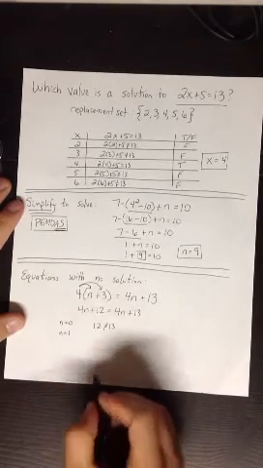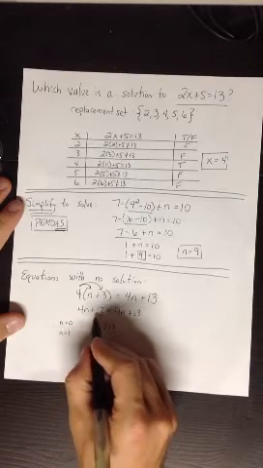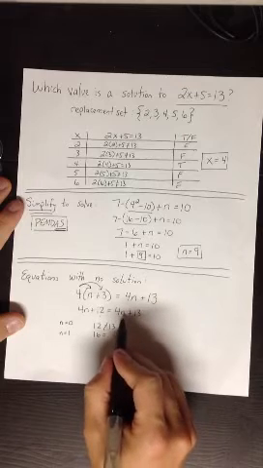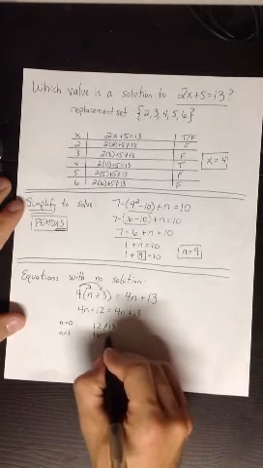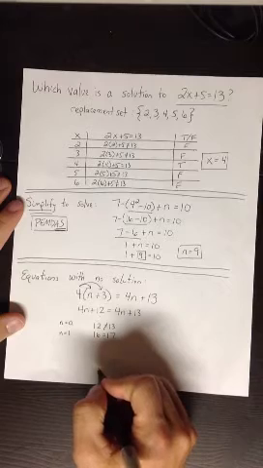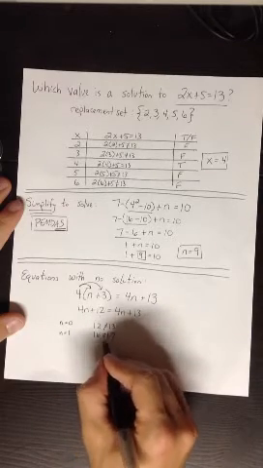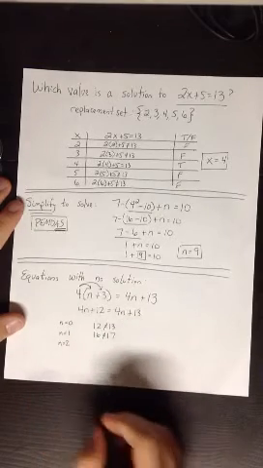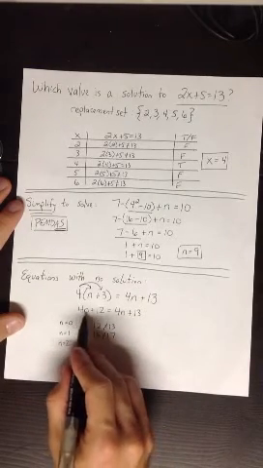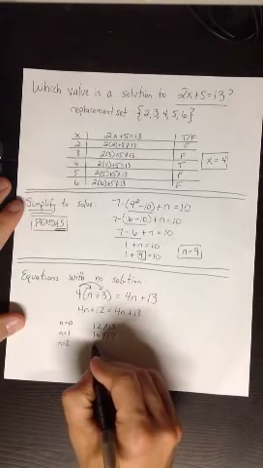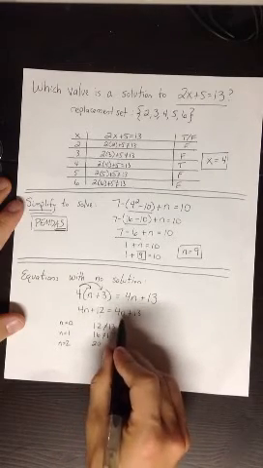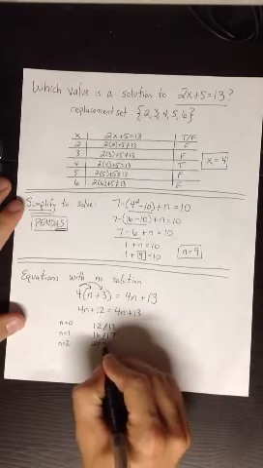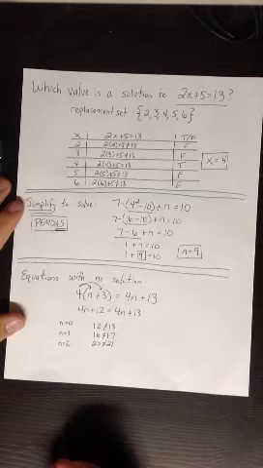Let's try 1. 4 times 1 is 4, plus 12, that would be 16 on the left side of the equation. 4 times 1 is 4, plus 13, that would be 17 on the right side of the equation. And 16 is definitely not equal to 17, so 1 doesn't work. And let's try one more. What if n were 2? 4 times 2 is 8, plus 12, that would be 20. And 4 times 2 is 8, plus 13, that would be 21. And you know that 20 and 21 are not equal.